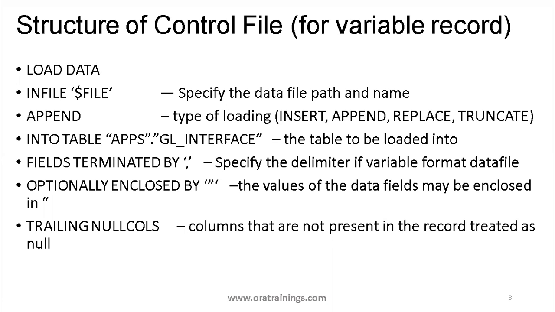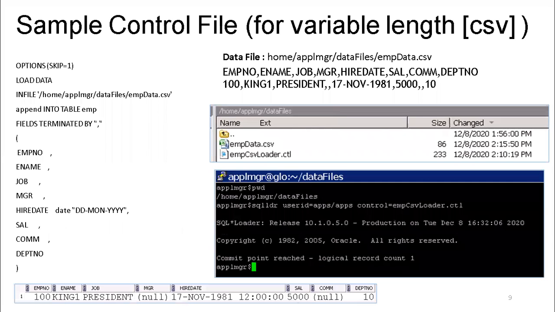If in some source system they always enclose the data in double quotes, but while loading you don't want to consider the double quotes, you can mention that. And for trailing null columns, you can mention that if there are some columns for which you don't have the value. Okay, now let us see a simple example of a control file.